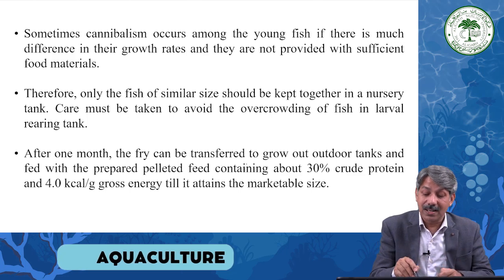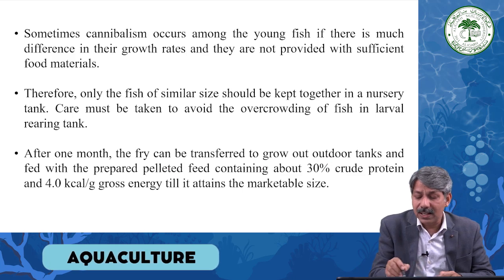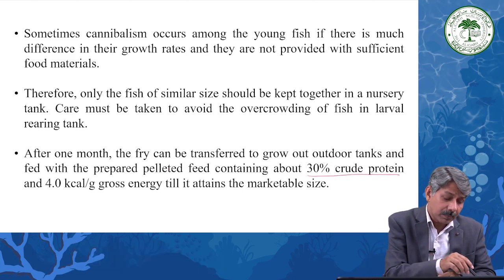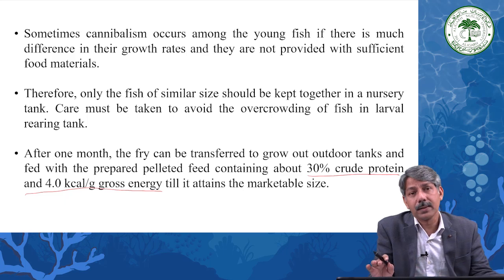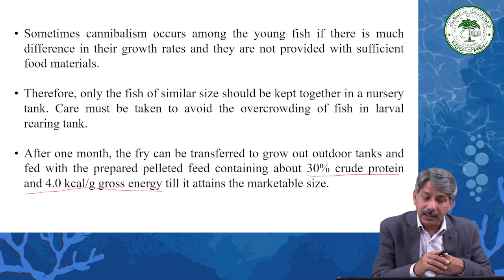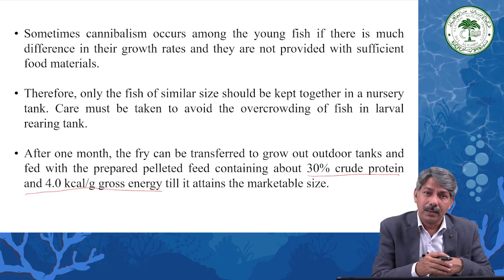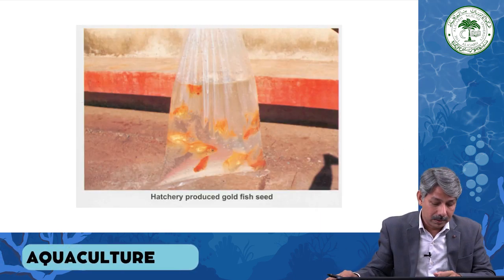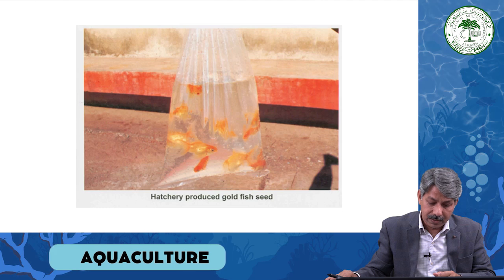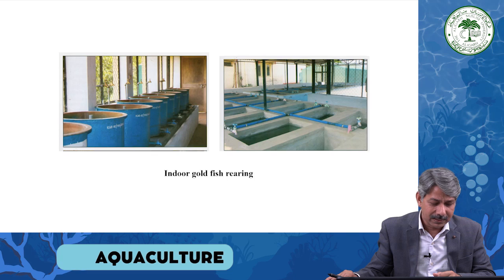After 1 month, the fry can be transferred to grow out outdoor tanks and fed with prepared pelleted feed containing 30% crude protein and 4 kilocalorie per gram gross energy till it attains the marketable size. So after this critical period is over, you can take them to the grow out tanks and rear them, culture them, and from there you can transport or sell them to other ornamental fish culturists. So these are some of the photographs showing tanks and other things.